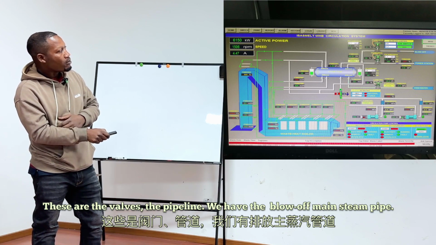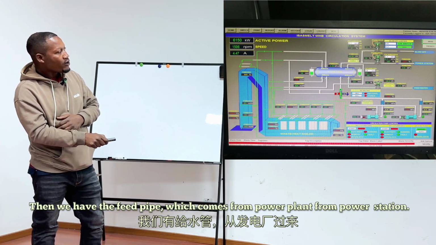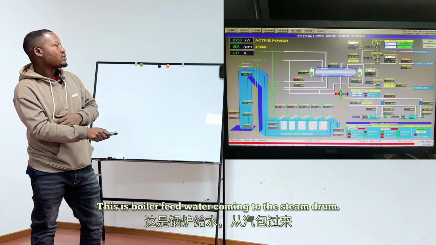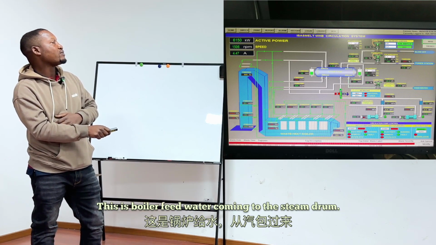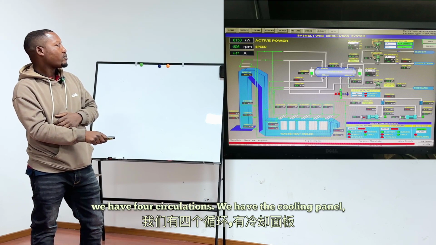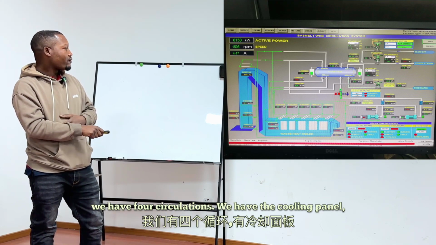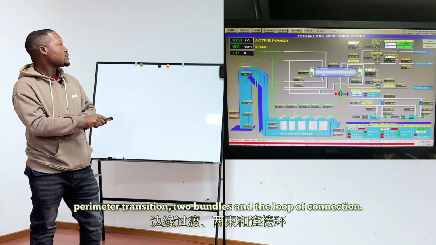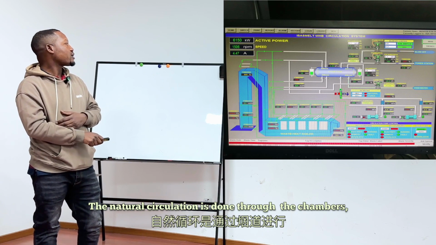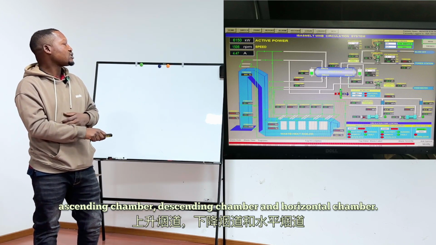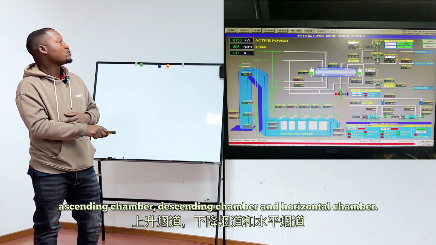We have the blow off and main steam pipe. Then we have the feed pipe, which comes from the power plant, from the power station. This is boiler feed water coming to the steam drum. From the steam drum we have this pipeline going to the pumps. From here we have forced circulation. We have the cooling panel, perimeter transition, tube bundles, and the roof of connection. The natural circulation is done through the chambers: ascending chamber, horizontal chamber, and the descending chamber.